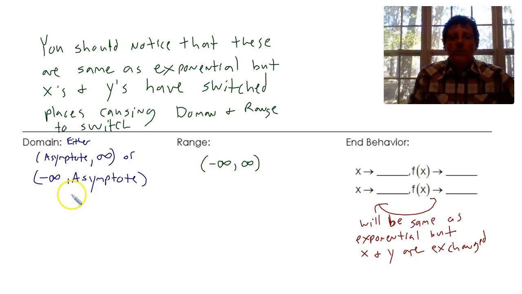In a logarithmic function, it's the domain that is impacted by the asymptote. So you have two choices for the domain, but the range is always the same for logarithmic functions. The end behavior, as we saw, is going to be real similar, but the x's and y's are going to change. So we'll have to think left and right and just be real careful when we do those.